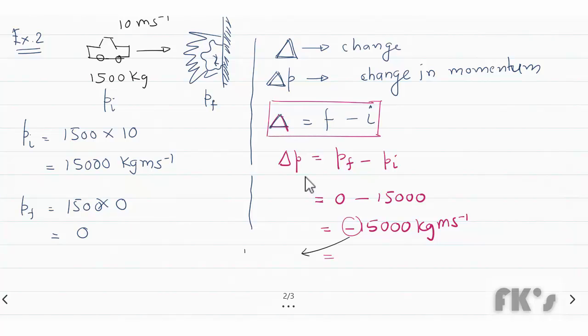The important thing here is to understand the significance of the negative sign. This negative sign tells me about the loss. The car has undergone a loss of momentum. That's why this negative sign appears. A negative sign means that the momentum has been lost by the car.